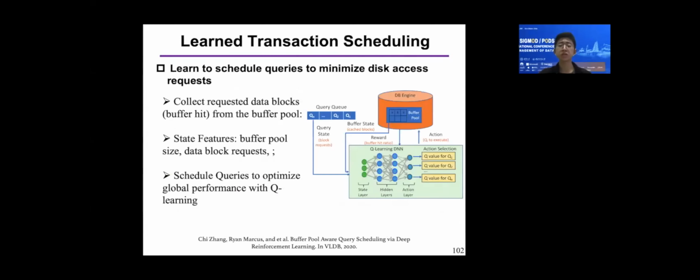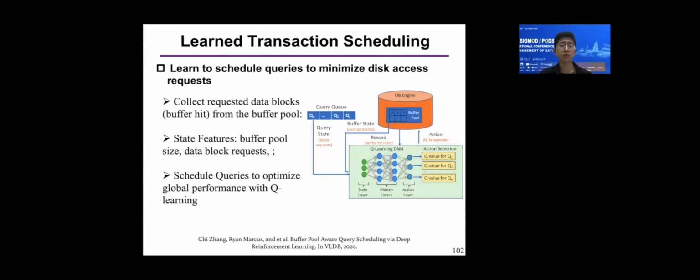Another work is transaction scheduling. Traditional database systems schedule workloads sequentially, which cannot consider potential conflicts, or schedule the workloads based on the execution costs predicted by the database optimizer, which may be very inaccurate.